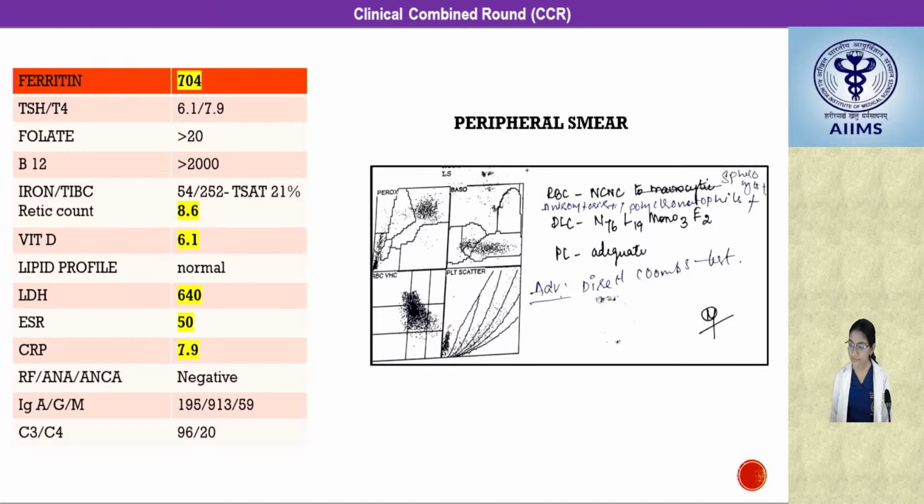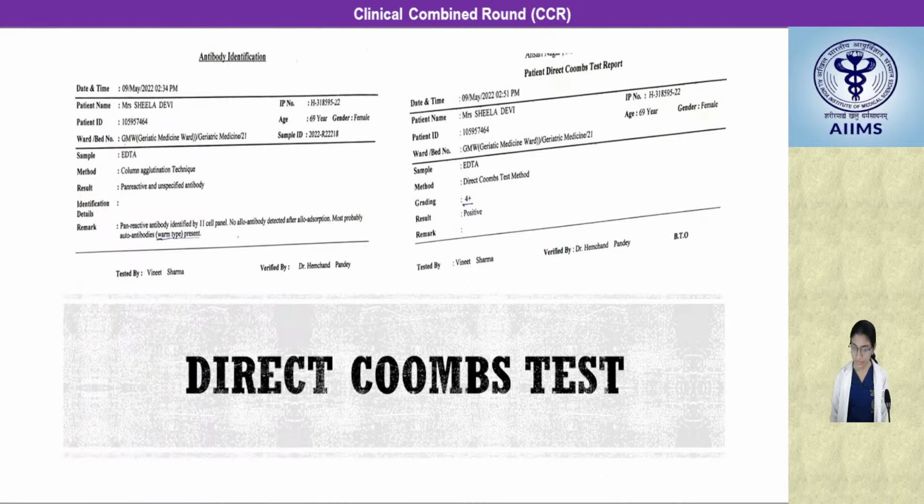On peripheral smear, she was found to have anisopoikilocytosis with polychromatic neutrophils and spherocytes, and we were advised to perform a direct Coombs test. On the direct Coombs test, we found that she had pan-reactive antibodies of the warm type with a high titer of 4, which was suggestive of warm antibody autoimmune hemolytic anemia.